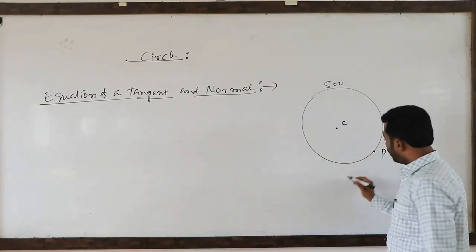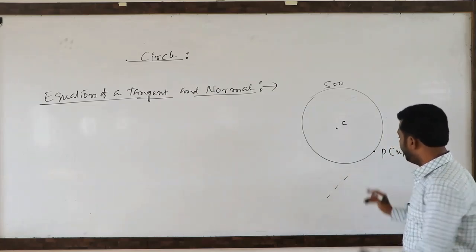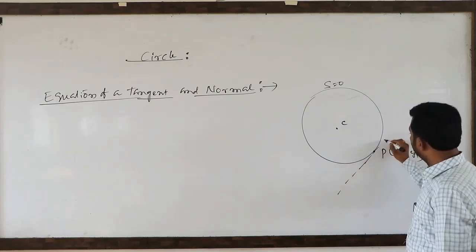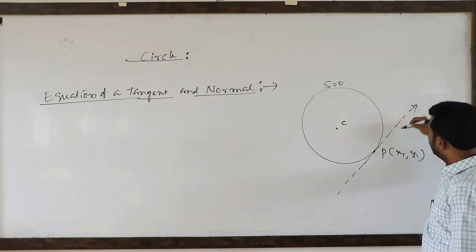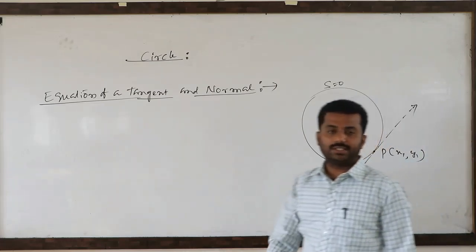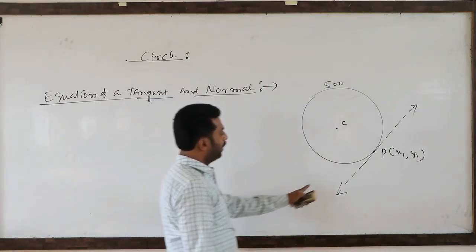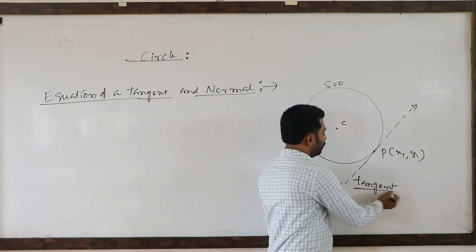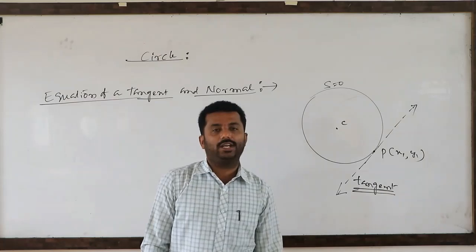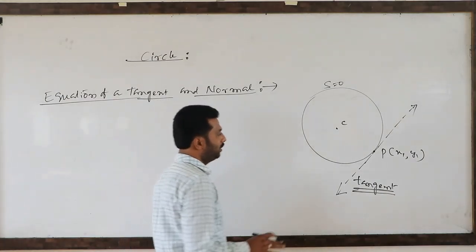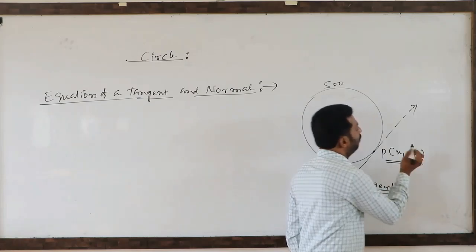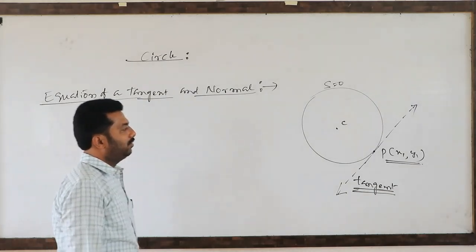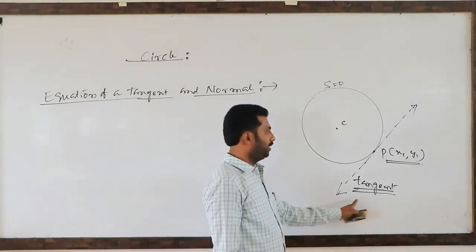So if you draw one line which touches the circle at that point, this line is called the tangent. The tangent to the circle is nothing but a straight line which touches the circle at that point P of x1 comma y1. So how to calculate the equation of this tangent?